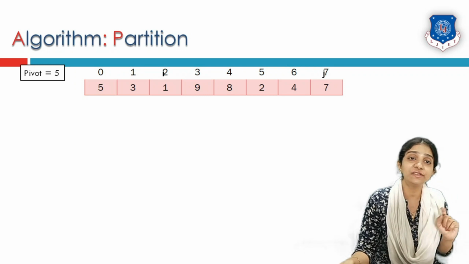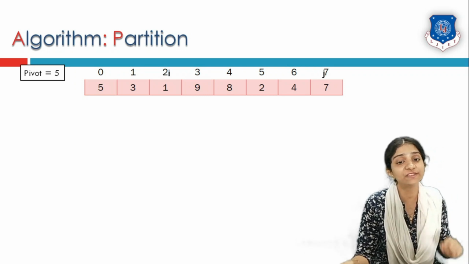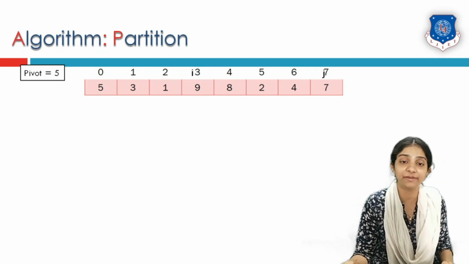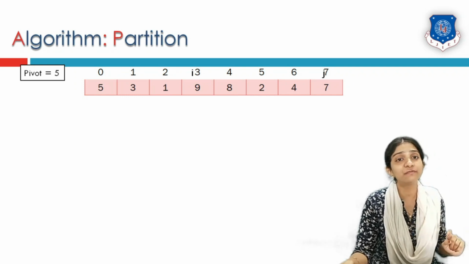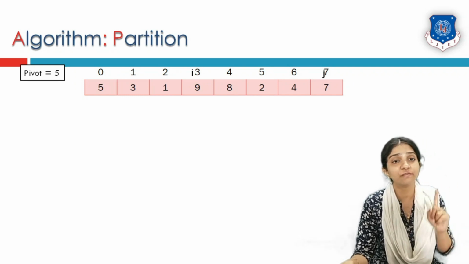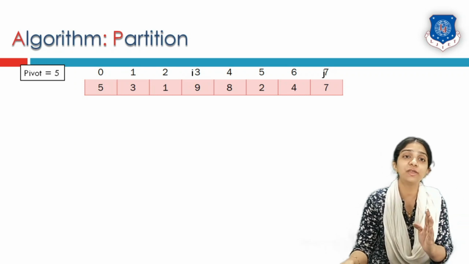1, is it lesser than or equal to 5? Yes, then i is also incremented. Now 9, is 9 lesser than or equal to 5? The condition is false. So we will stop working with i.